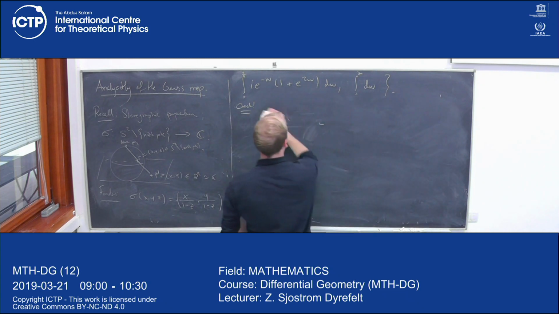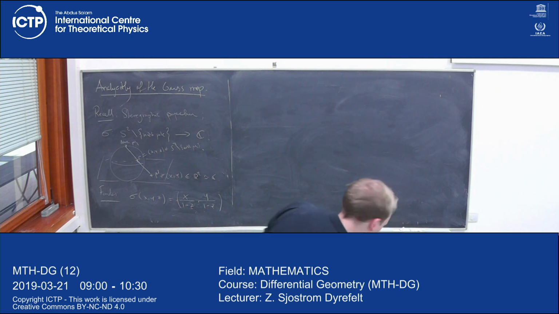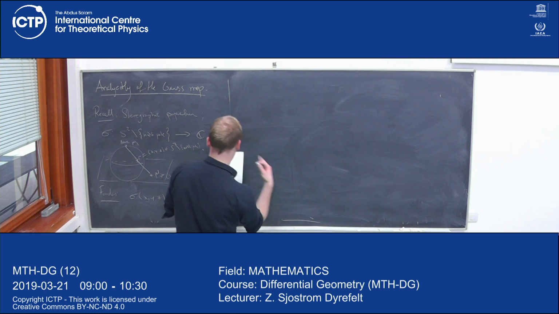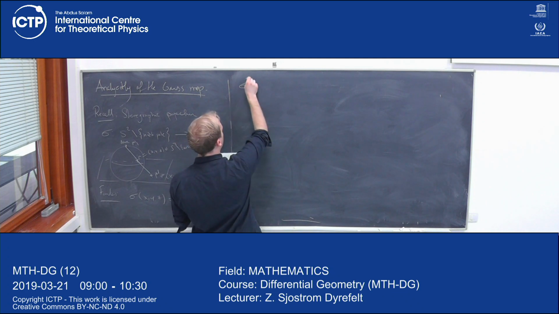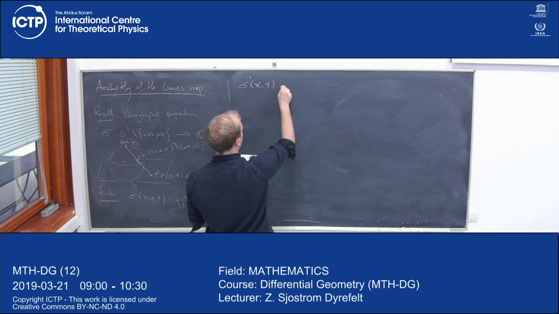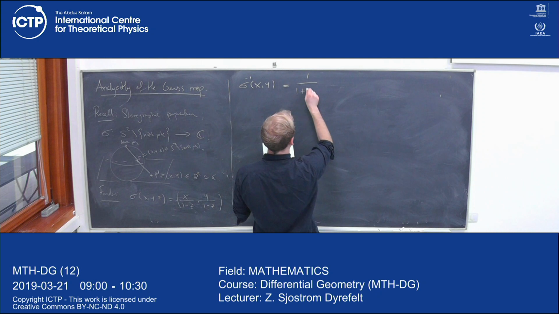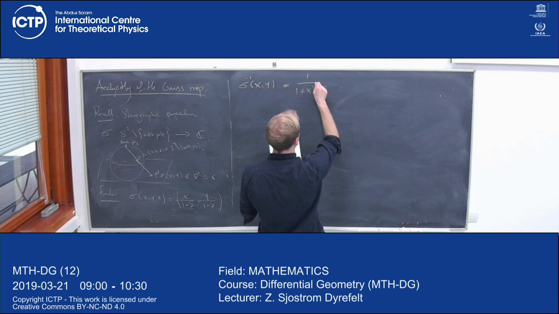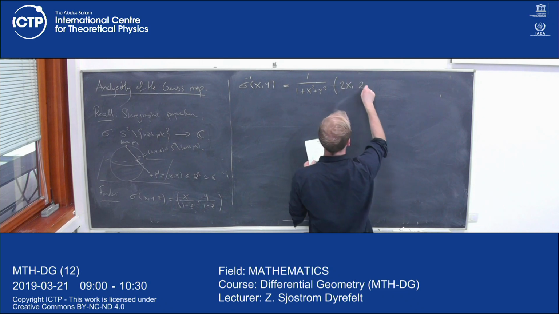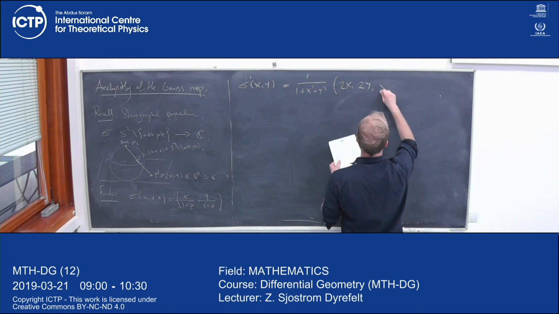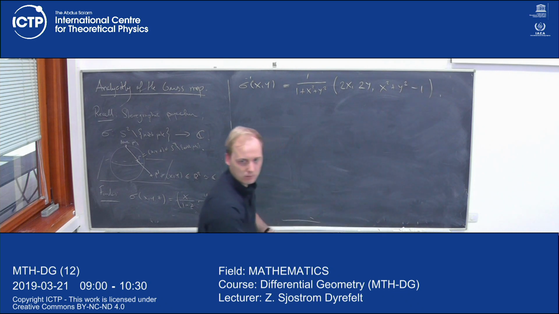And the formula for the inverse is the following. Sigma inverse of (x, y) is equal to 1 over 1 plus x squared plus y squared times (2x, 2y, x squared plus y squared minus 1).